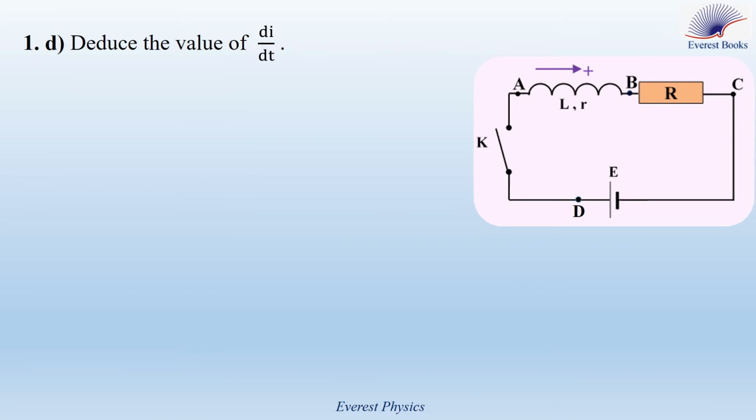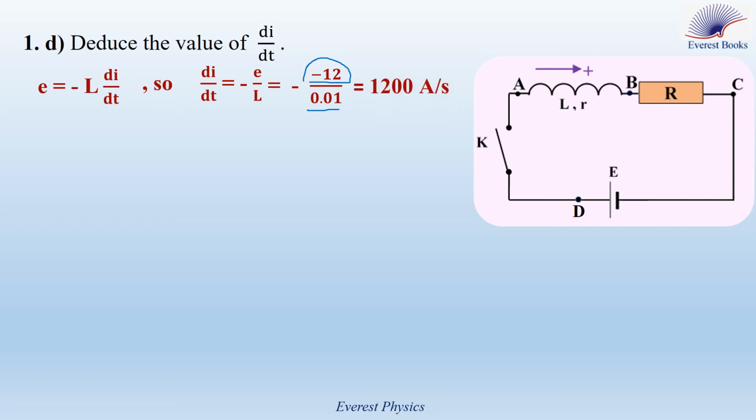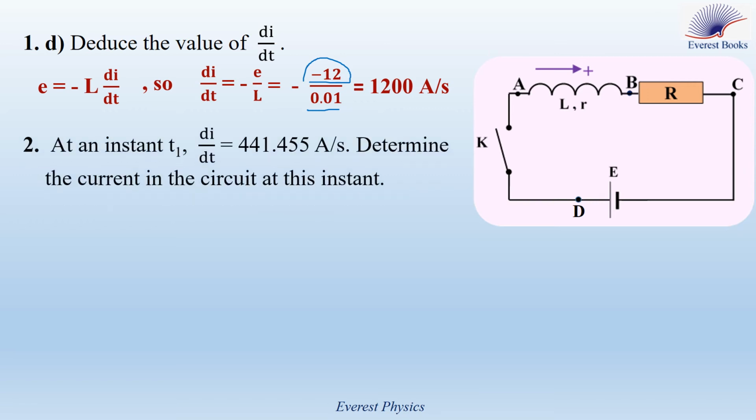Let's move to part 1d. Deduce the value of di/dt. e is equal to minus L di/dt. Rearrange: di/dt is equal to minus e over L. We calculated e in the previous slide. e at t0 = 0 is equal to minus 12 volts, and L is equal to 10 millihenries, which is equal to 0.01 henry, and the time derivative of the current at t0 = 0 is equal to 1200 amperes per second.